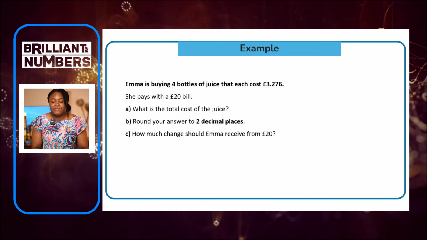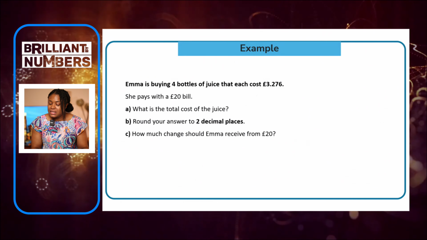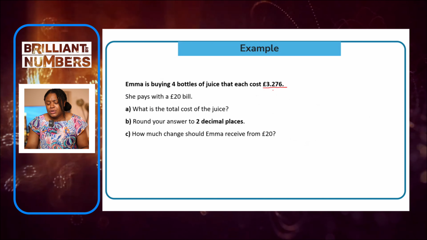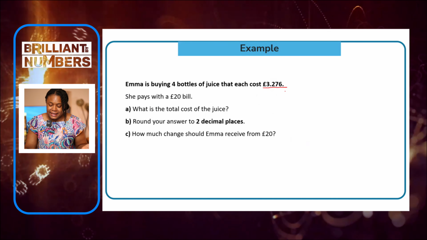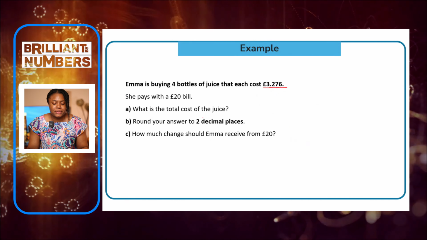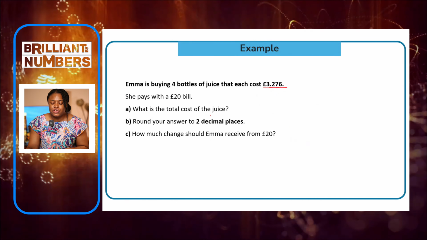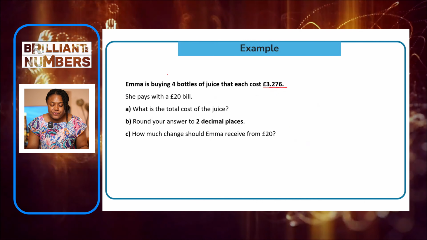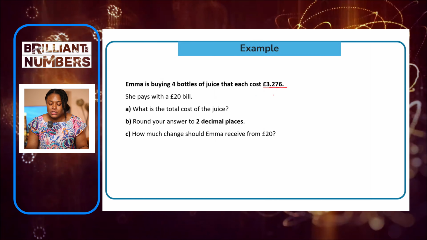Amazing. Okay, so final question now. We're told that Emma is buying 4 bottles of juice that each cost £3.276. She pays with a £20 bill. Part A asks us what is the total cost of the juice. So we need to just do 4 multiplied by the cost for 1.